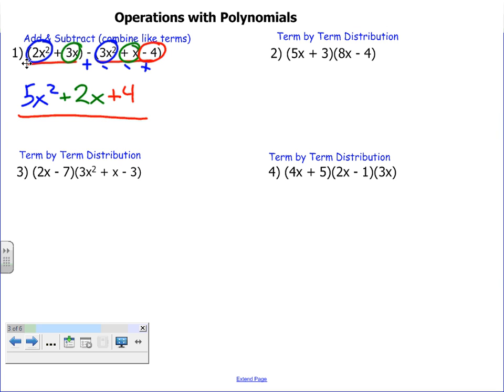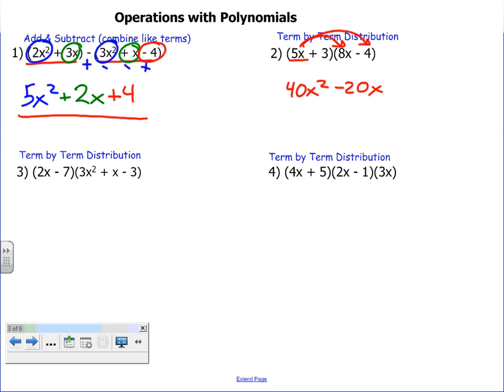Over here, binomial times a binomial. A lot of times we call this FOIL. You've probably heard it before. I don't like to use that term. I call it double distribution, because you go term by term, with 2 terms here. First I multiply 5x times the 8x minus 4. That's going to be 40x squared minus 20x.